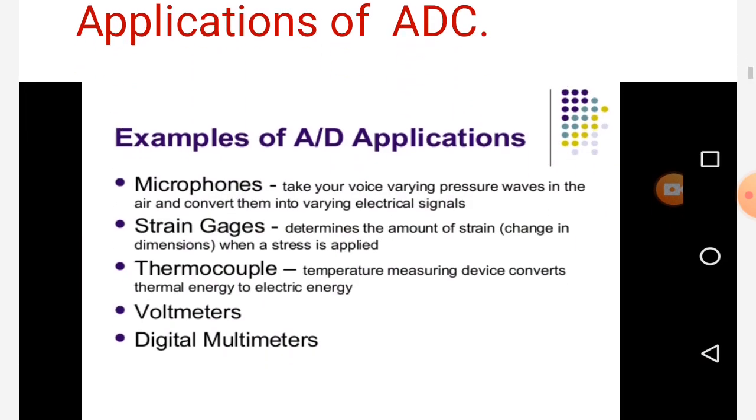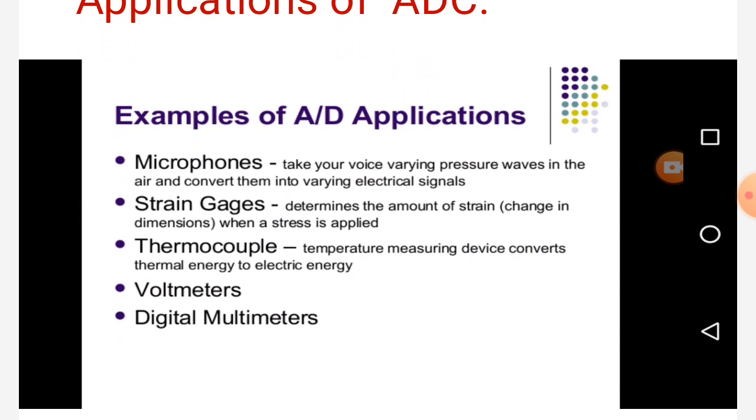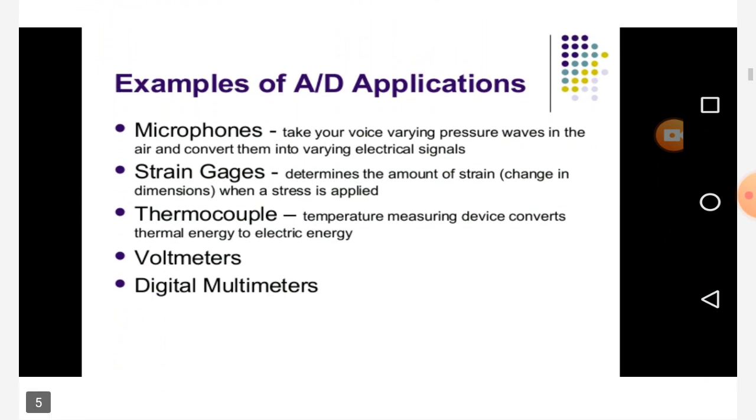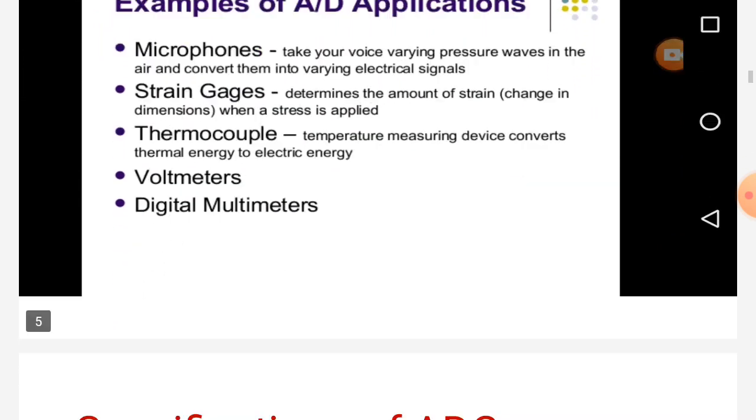Next, what are the applications of A to D converters? Microphones take your voice, varying pressure waves in the air, and convert them into varying electrical signals. Strain gauges determine the amount of strain, or you can say change in dimensions, when a stress is applied. Next, thermocouple, a temperature measuring device, converts thermal energy to electric energy. Voltmeters and digital multimeters are some applications of A to D converters.